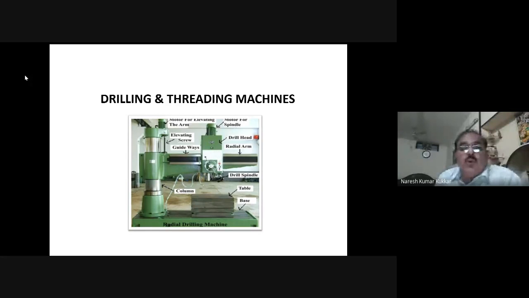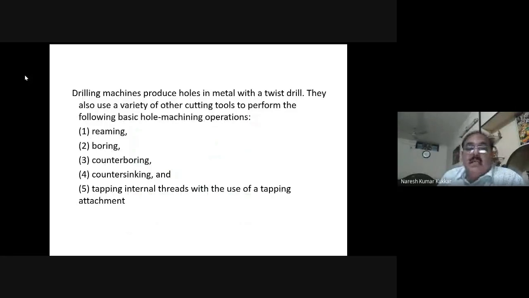Drilling machines produce holes in metal with a twist drill. They also use a variety of other cutting tools to perform the following basic hole machining operations, like reaming, boring, counterboring, countersinking, and tapping internal threads with the use of tapping attachments. We can change the heads. That's a rotational process. Then we can do reaming, boring, countersinking, and tapping internal threads. Even threading we can do with this drilling machine.